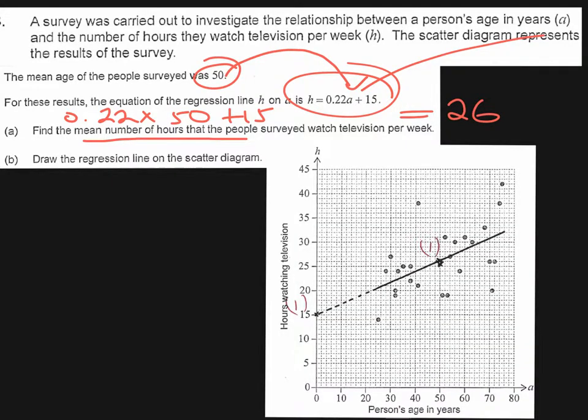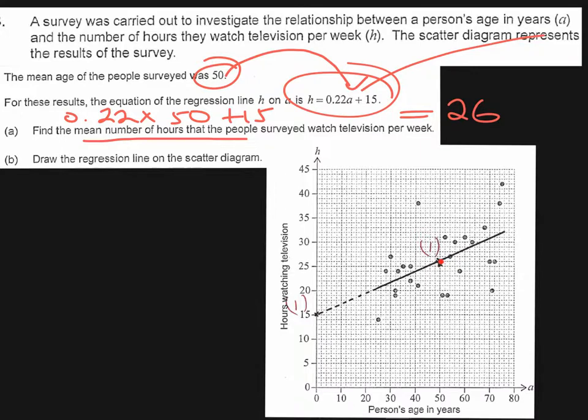In part B, you are asked to draw the regression line on the scattergram diagram. So this is our equation here. Essentially then, in order to get the marks, the first mark is for recognizing that the line of regression has to go through x bar, y bar. So we've now got that x bar was 50, and we found out that y bar was 26. So you should have that x bar, y bar marked on here.